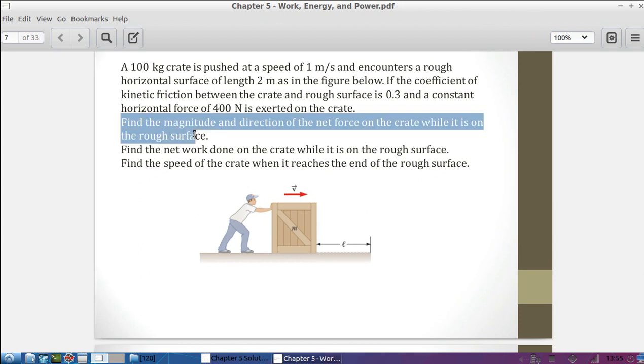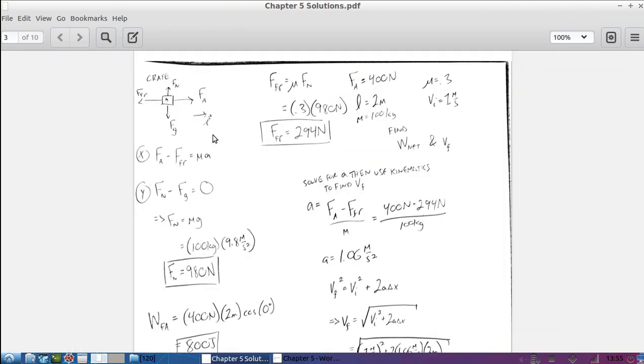Find the magnitude and direction of the net force on the crate while it's on the surface. So that answer is actually 400 newtons, which is the applied force, minus the frictional force. So in the x direction, I've got 400 newtons minus 294 newtons. So the net force is 106 newtons. All right, so that's the first part.